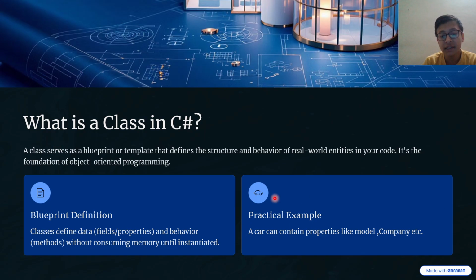And here is a practical example. Let's suppose you have a class named car. A car can contain properties like model and company.